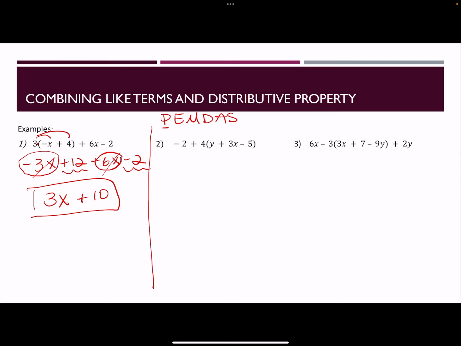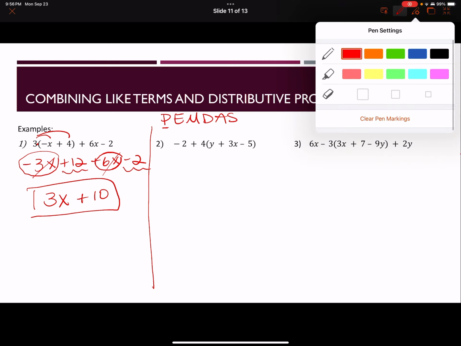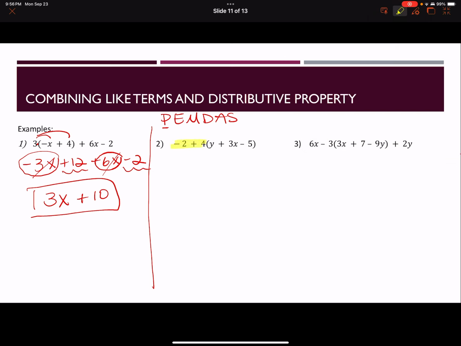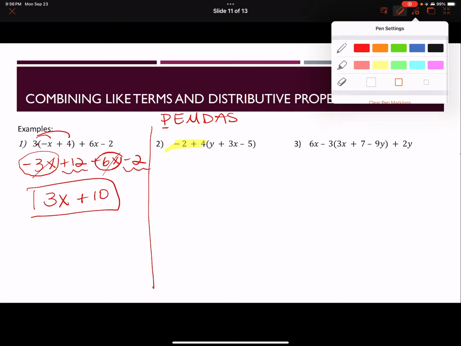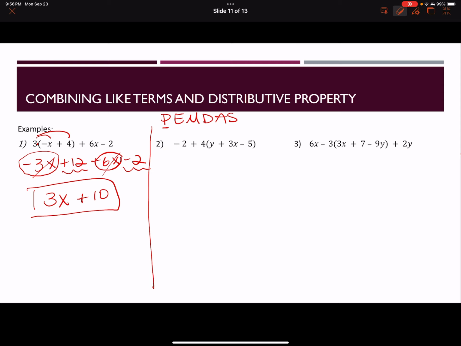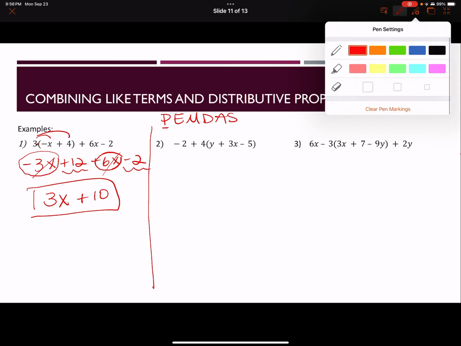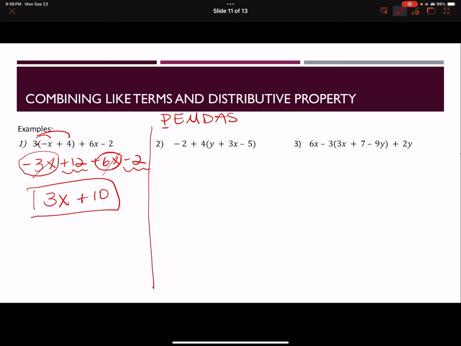Number 2. So number 2, a common mistake. I think a lot of students would look at this and be like, oh, I should add negative 2 plus 4, right? But here's the thing. That's actually not what we want to do because PEMDAS tells us we should look to simplify in the parentheses. So in this parentheses, I don't have anything I can simplify. Exponents don't have any, but then I should multiply or divide first.